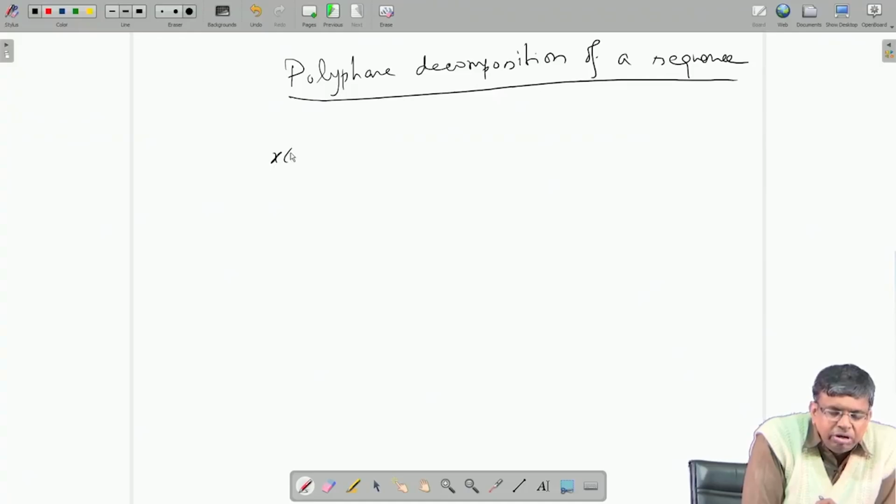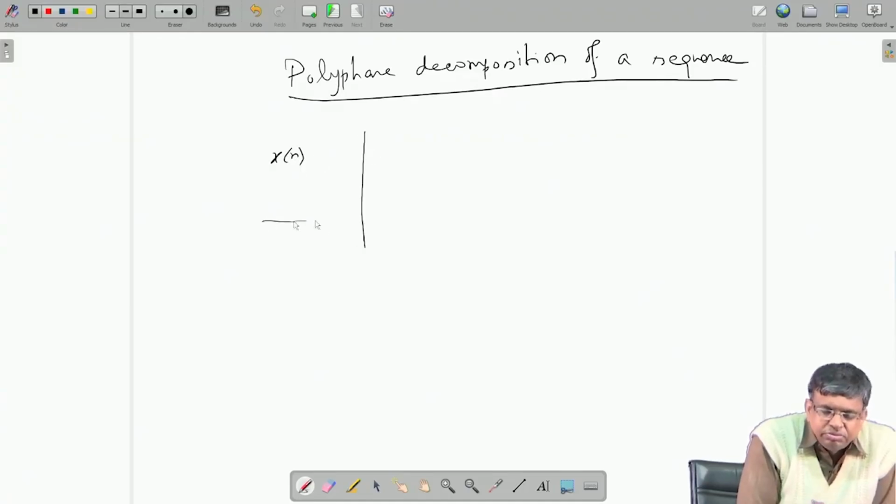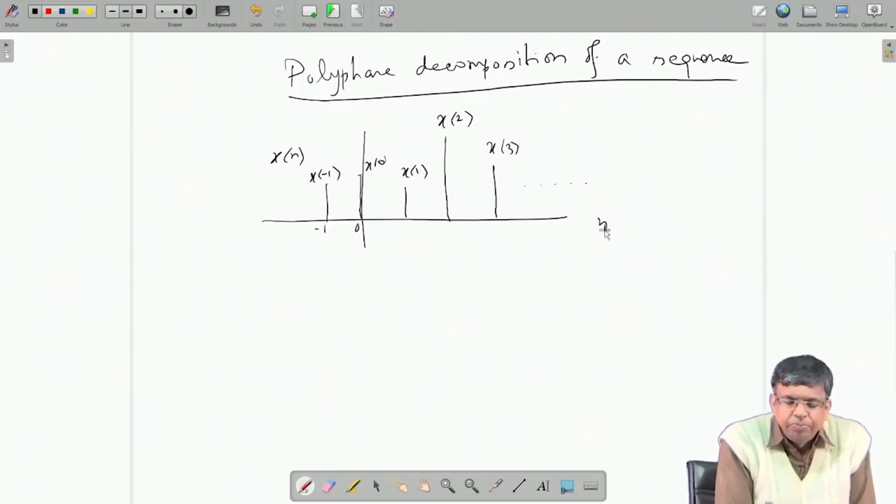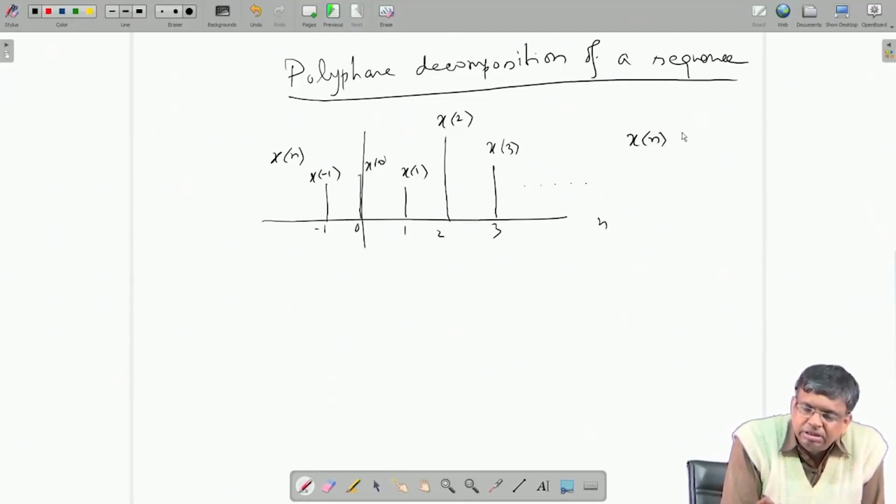Suppose I have got x[n], one sequence. This is the 0th sample, this is x[-1]. x[n] has a Z transform X(z) with some appropriate ROC. This is fine.